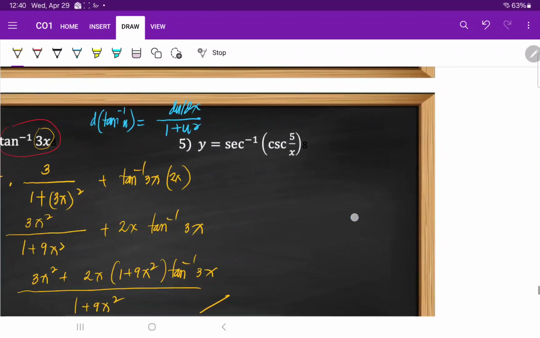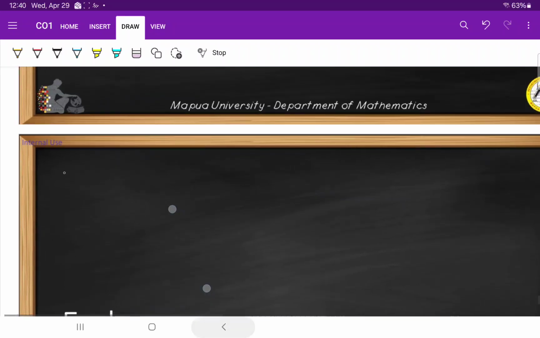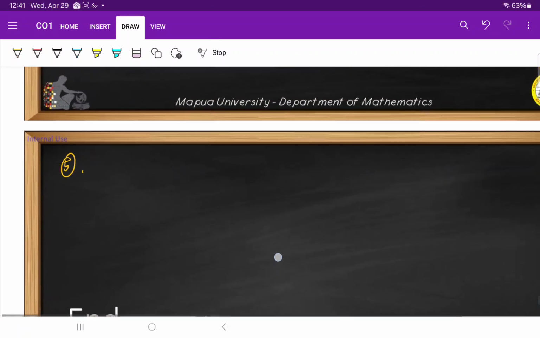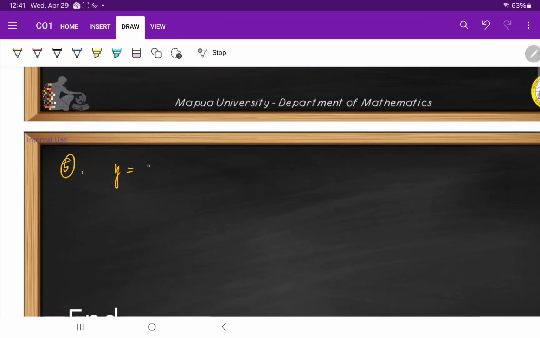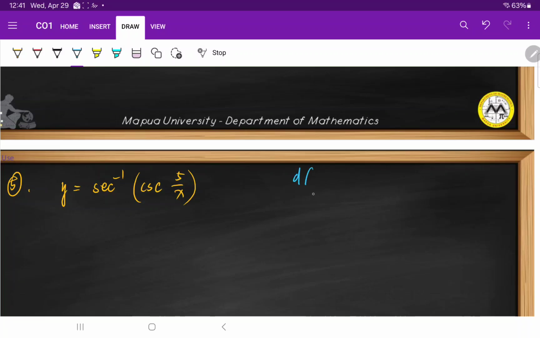Right, for the next one, for number 5, I think we can do number 5 here. Dito na lang. So, 5 is, we have y is arc secant of cosecant of 5 over x. Okay. So, what formula can you use here? Derivative of arc secant u. And that's equal to what? du dx over u square root of u square minus 1.